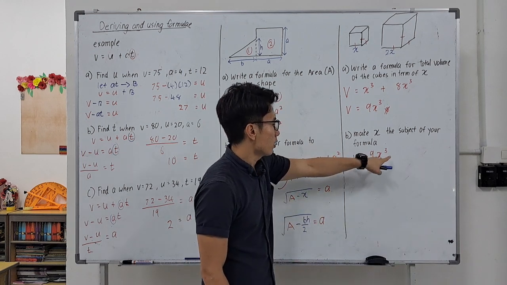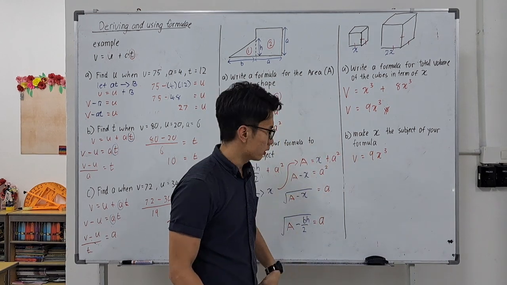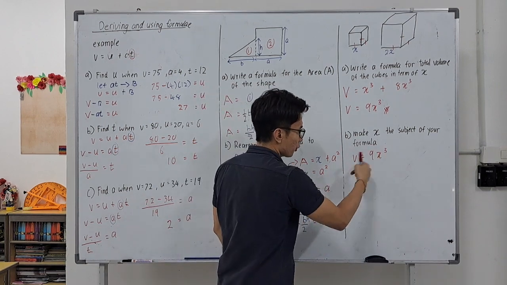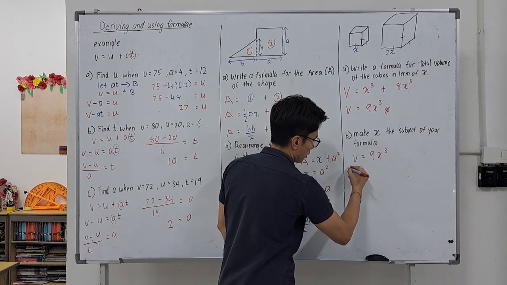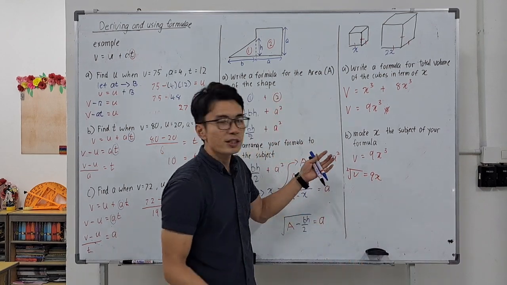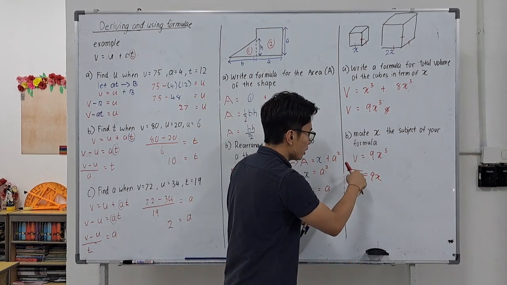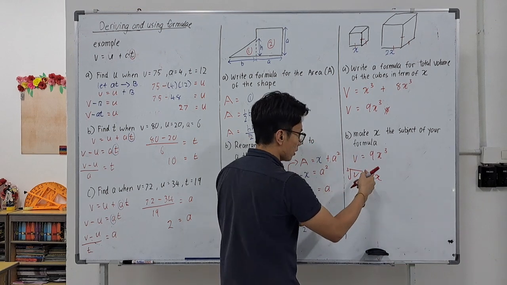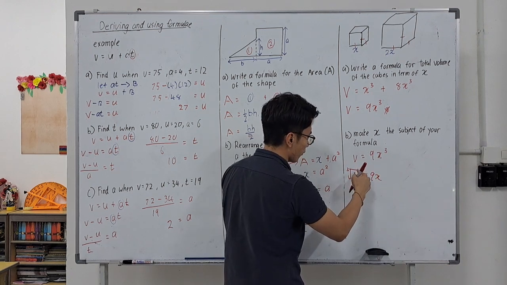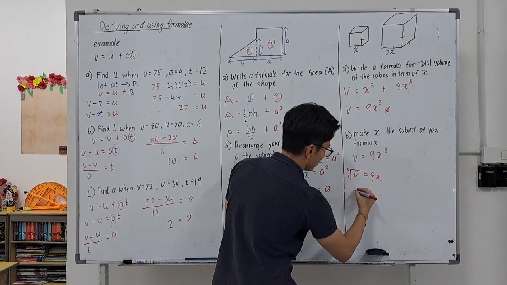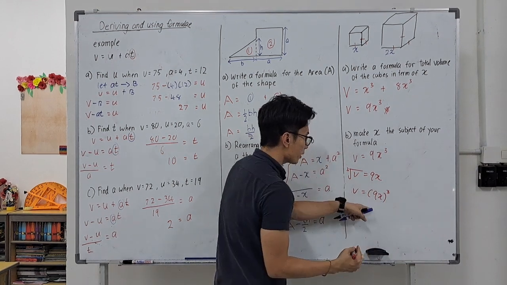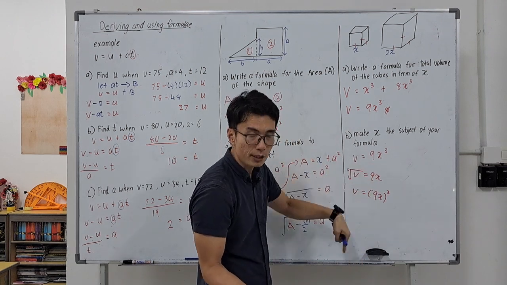Now, some of you might move the cube over first, but I'm going to show you why that is wrong. If you move the cube over here, you will get the cube root of V equals 9x, right? But if this is true, if we cube both sides, technically I should get back this equation. But in this case, if I move the cube root over here, I will get this instead. Can you see this and this are not the same thing? Can you see that?